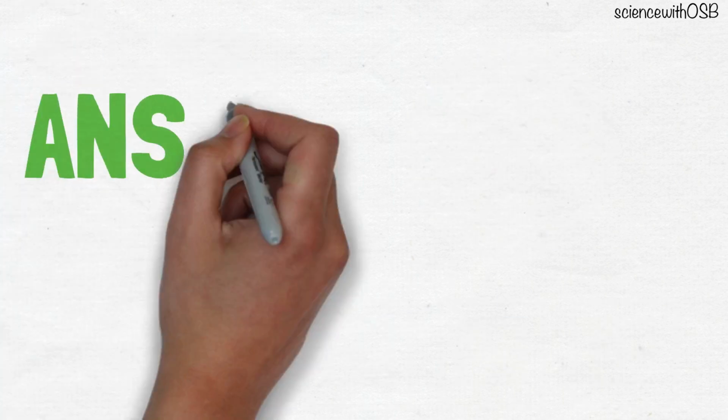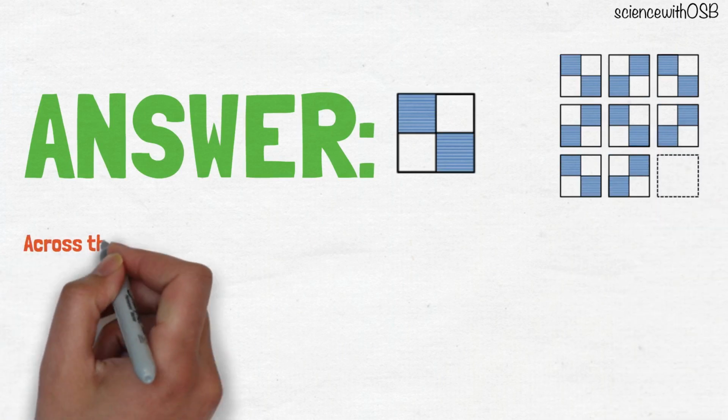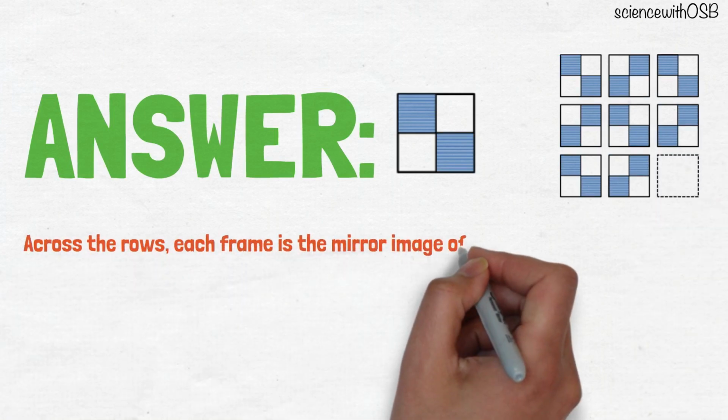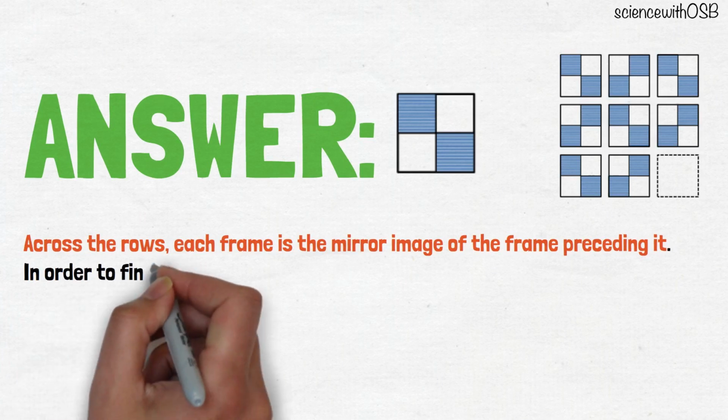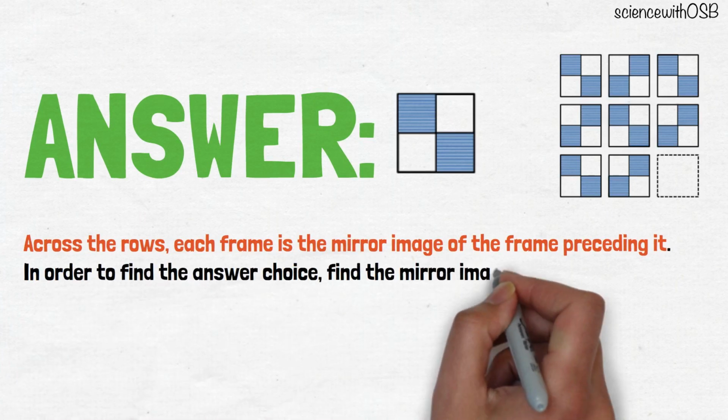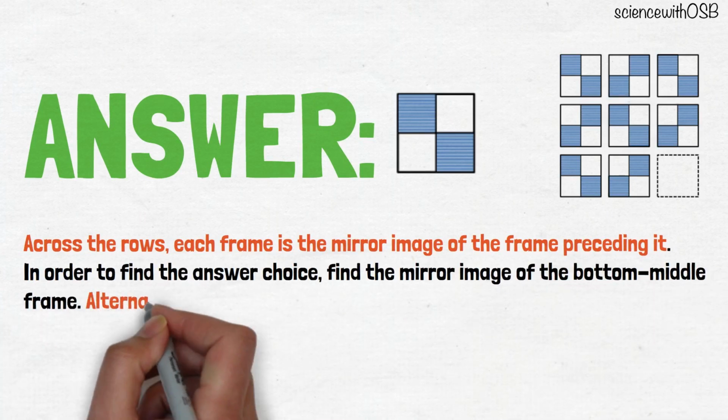The correct answer here is option 4. Across the rows, each frame is the mirror image of the frame preceding it. In order to find the answer choice, find the mirror image of the bottom middle frame.